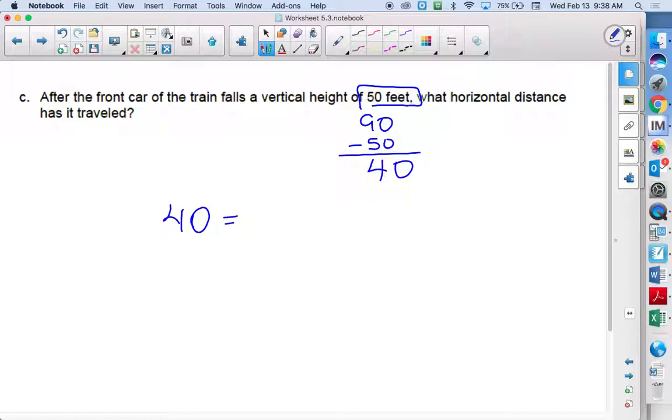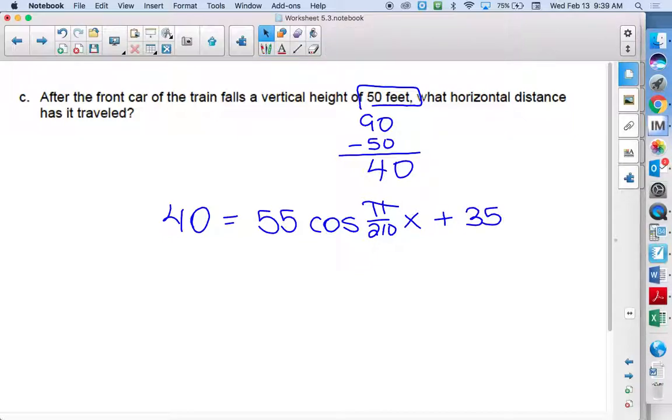And then doing exactly the same thing, we have 55 cosine pi over 210 x plus 35. So see if you can solve this to figure out how far the car has traveled horizontally. So now that we have an equation, we can solve the equation, we can find horizontal distance instead of always just relying on getting the vertical distance, the y value, which is what we focused on in the last chapter.